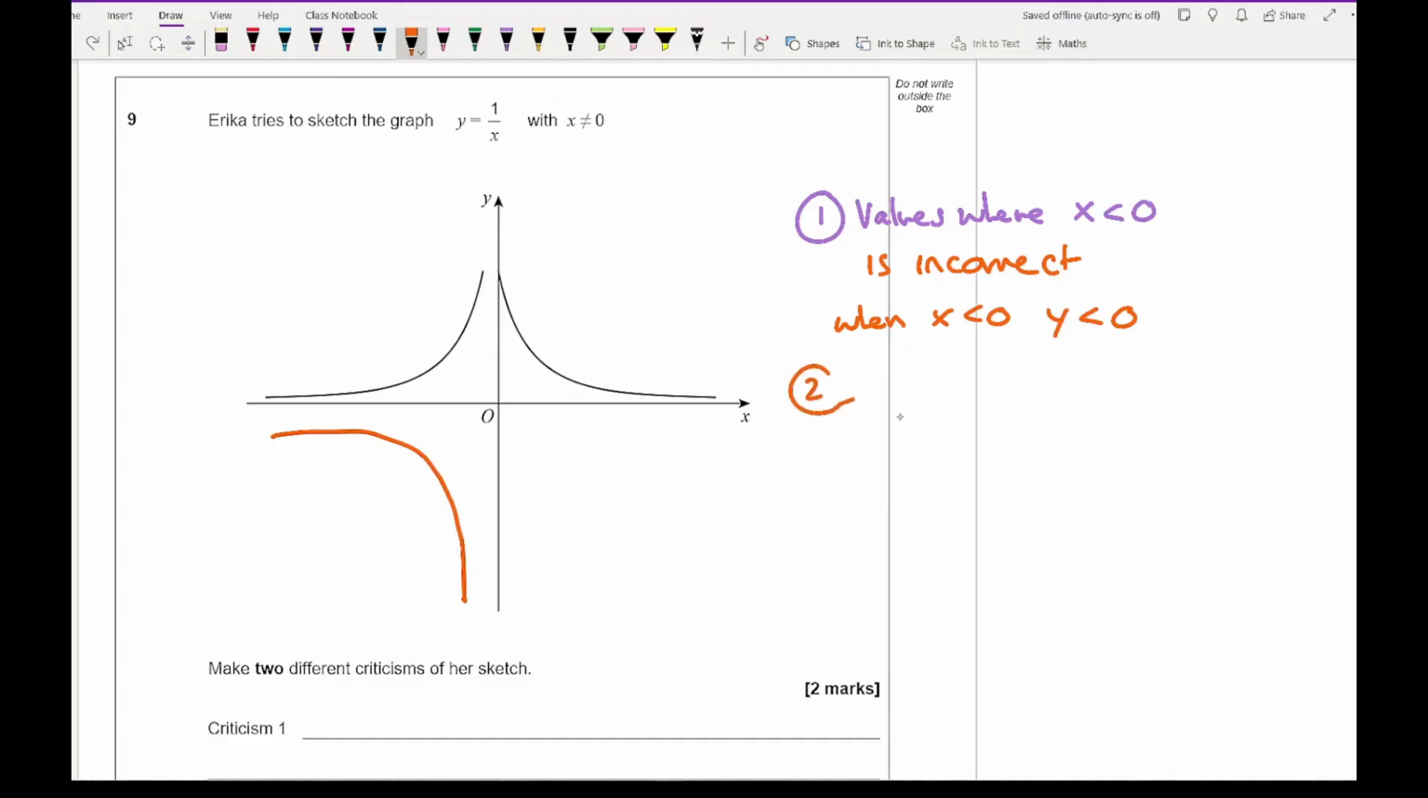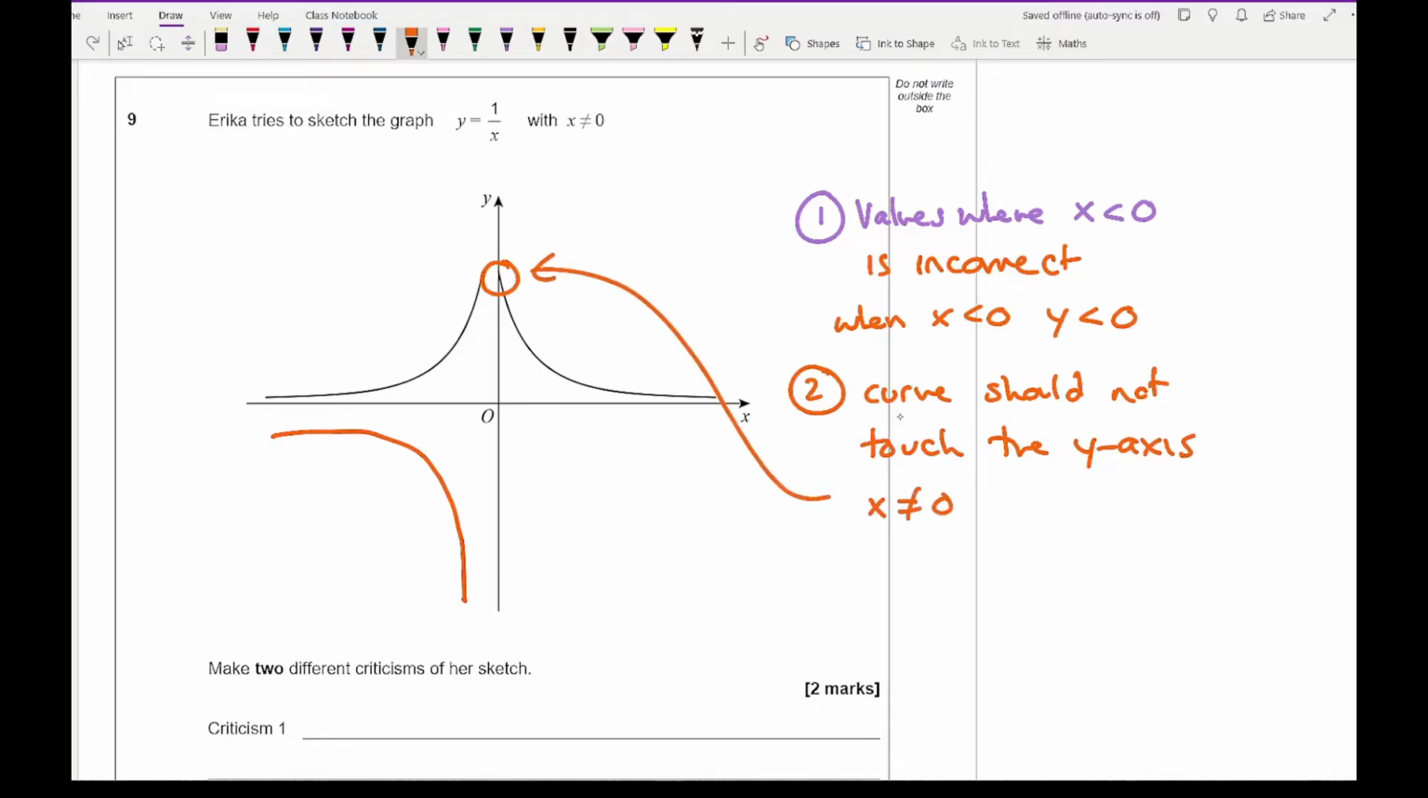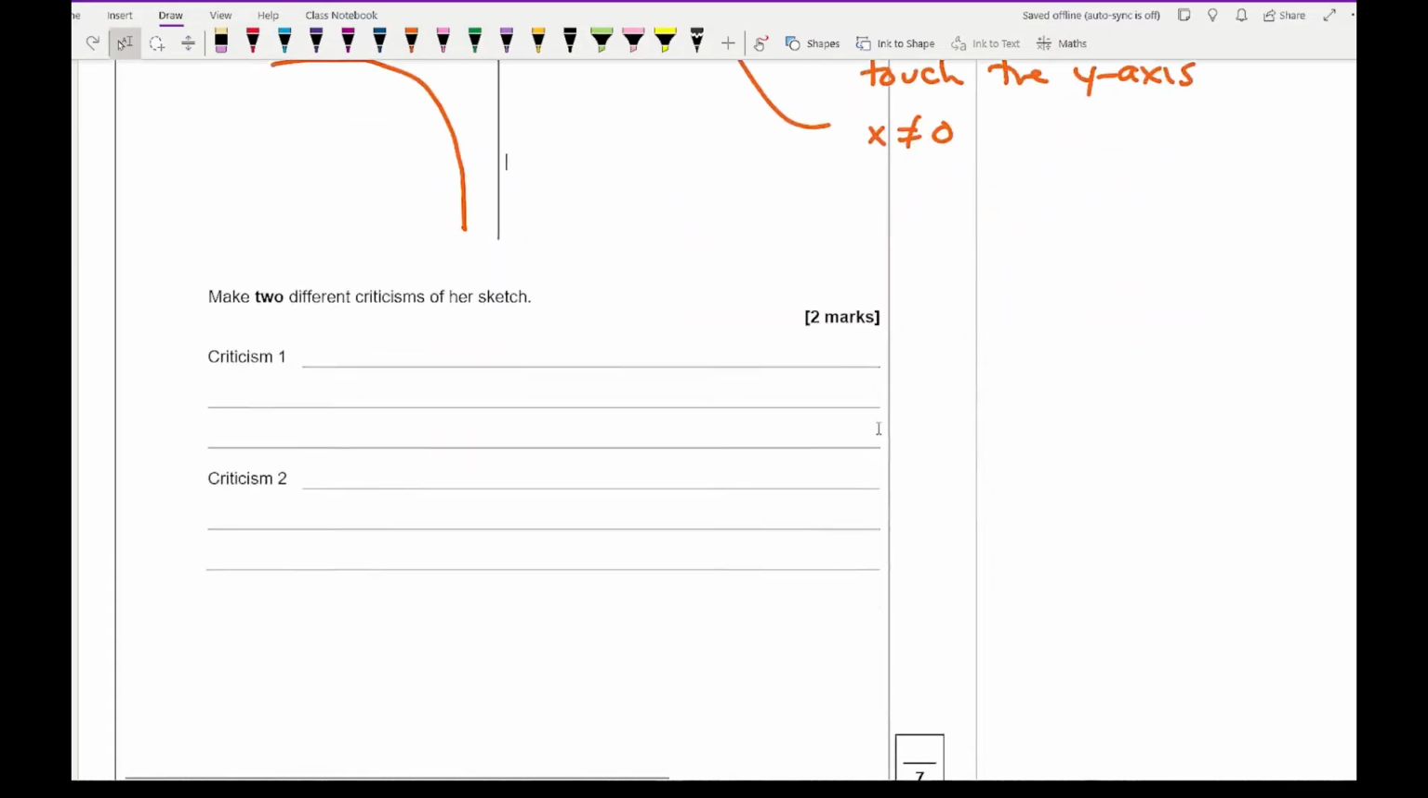And also for the second reason is that x can't equal 0, and she's plotted x equals 0 as well. So here the curve should not touch the y-axis. So in other words, x cannot equal 0, so the error is at this point here. So something along those lines would be absolutely fine for the 2 marks.